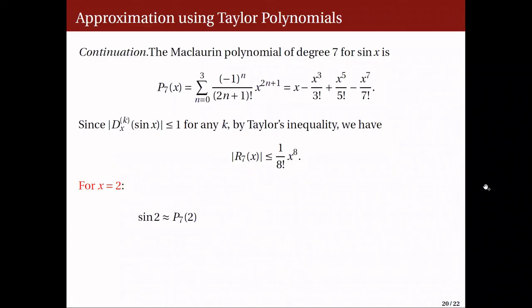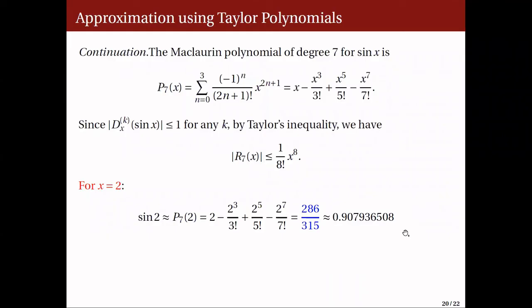Similarly, for sine 2, this can be approximated by the Taylor or the Maclaurin polynomial p sub 7 of 2, which is equal to 2 minus 2 cubed over 3 factorial plus 2 to the 5 over 5 factorial minus 2 to the 7 over 7 factorial. And this is equal to the fraction 286 over 315, which is approximately equal to the following decimal value.